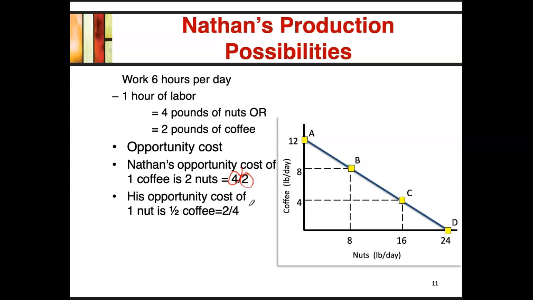And likewise, his opportunity cost of 1 nut is half a pound of coffee, so it's going to be 2 divided by 4. And that is the opportunity cost of nuts. So according to David Ricardo, or the theory of comparative advantage, what should Nathan specialize in? Yes, you're right. Nathan should specialize in the production of nuts, because his opportunity cost of producing nuts is less compared to his opportunity cost in producing coffee.